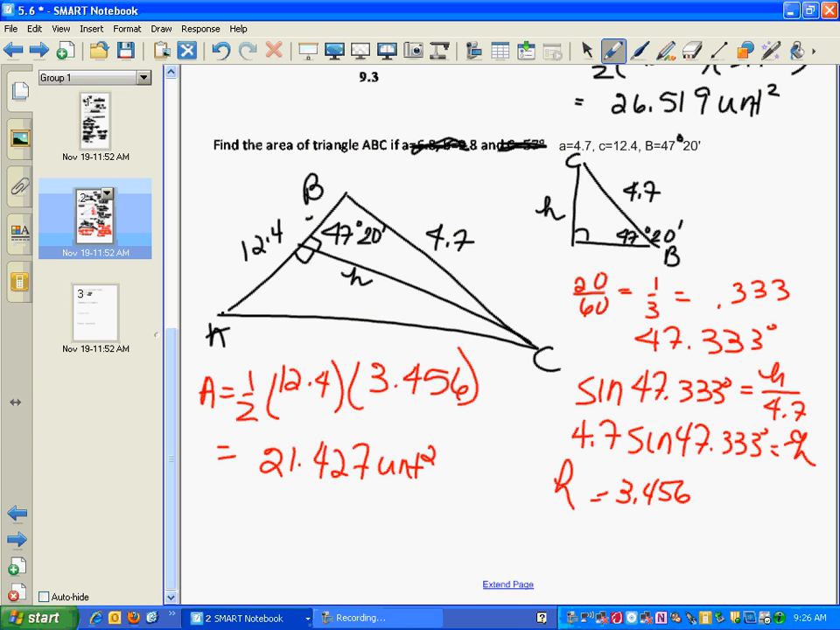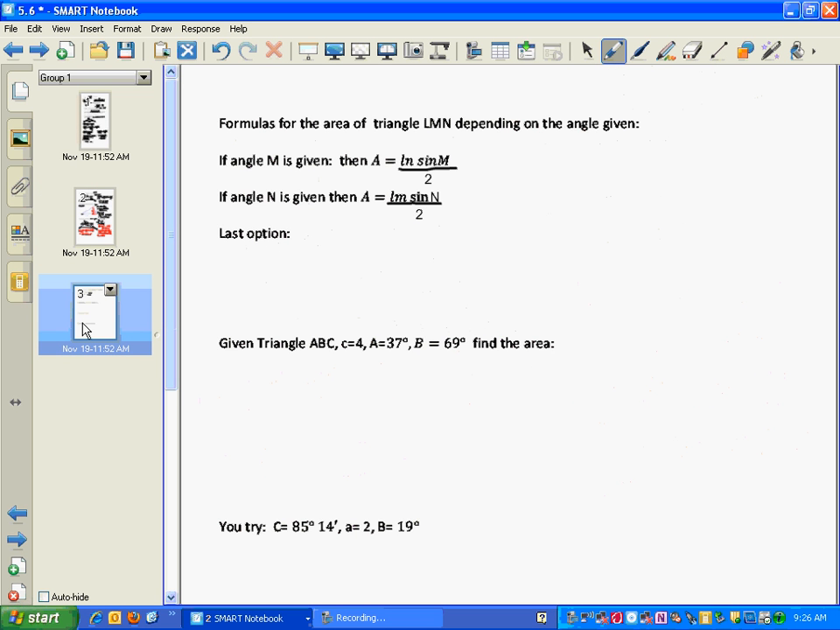Are we good? Okay. Because on my work, I actually drew my height the other way, so I had a different height. But I want to make sure. All right, so then those are your formulas.